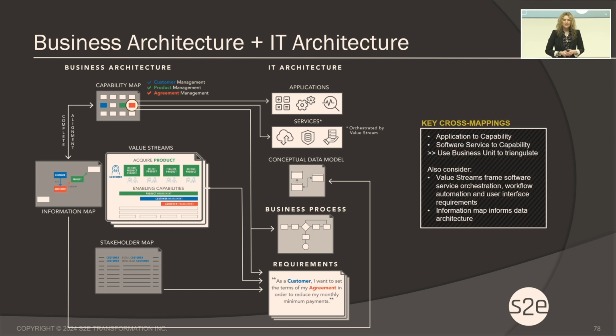But per the BizBach guide, there are a few really important ties to make between the IT architecture and the business architecture. There's actually not all that many, so I like the elegance of that. Applications automate capabilities, software services automate capabilities. And for all the obvious reasons, capabilities are very ideal to help us scope software services, right? They're concretely bounded. They produce concrete outcomes. So those two are really the key ones.